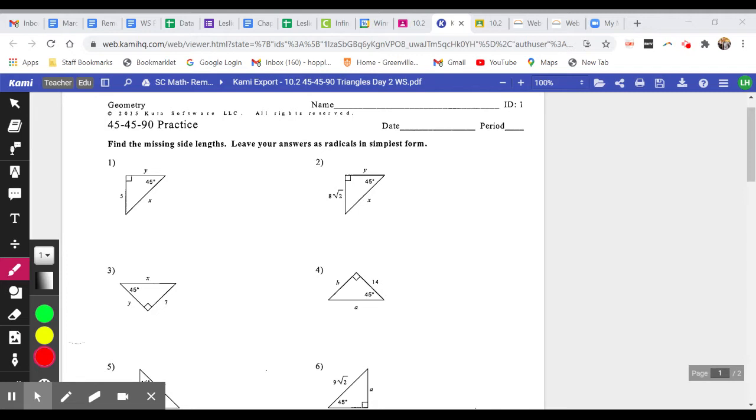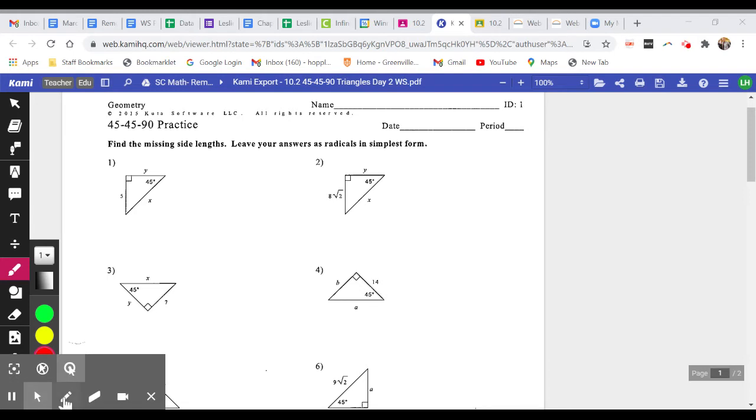And the relationship then between the sides and the hypotenuse in a 45-45-90 triangle is that the legs are congruent to each other. So usually the 2 shorter sides are congruent to each other, and then the hypotenuse, that side directly across from the 90-degree angle, is equal to the length of a leg times root 2.